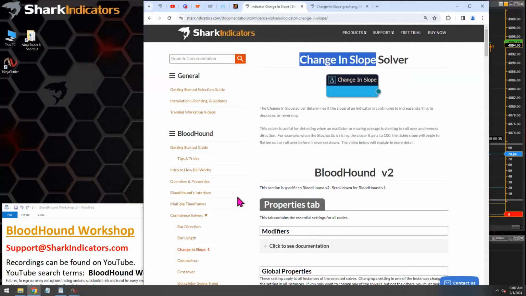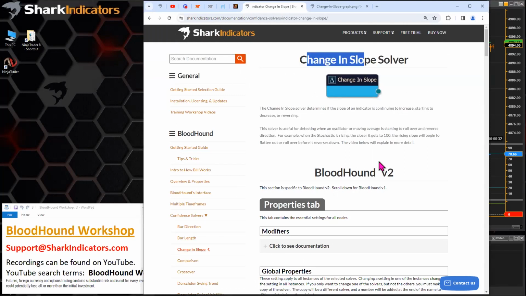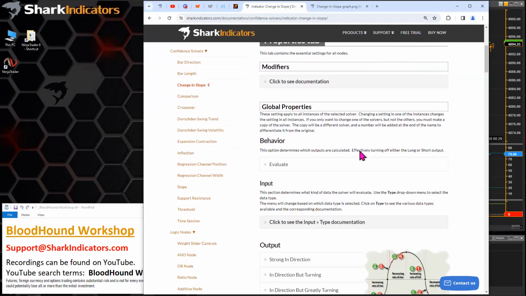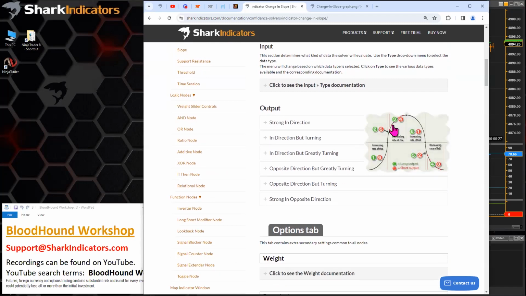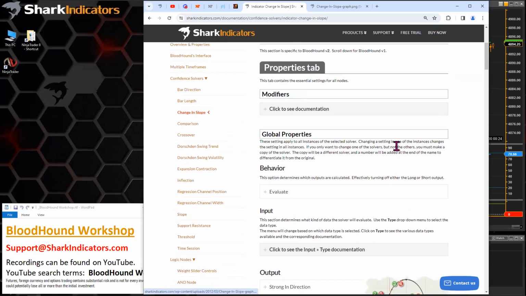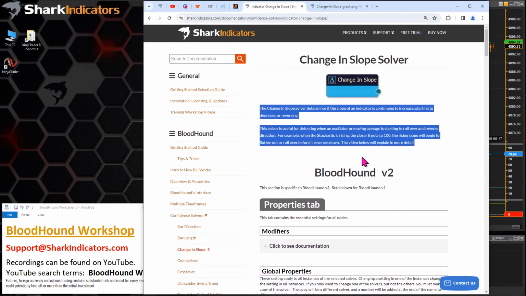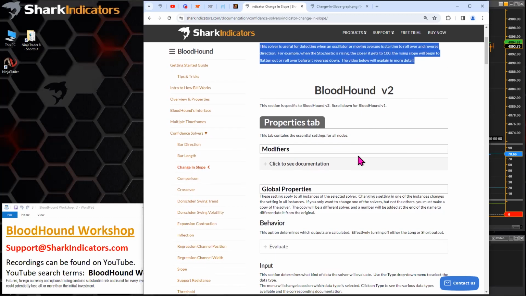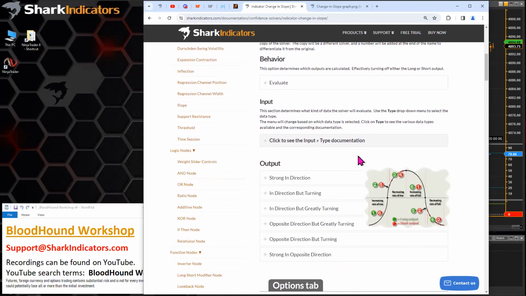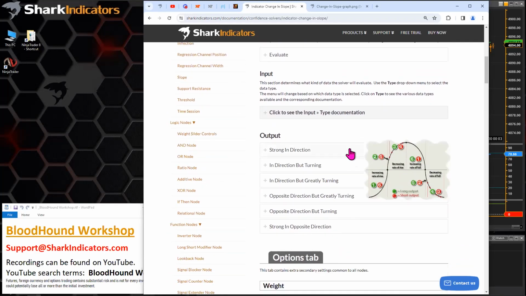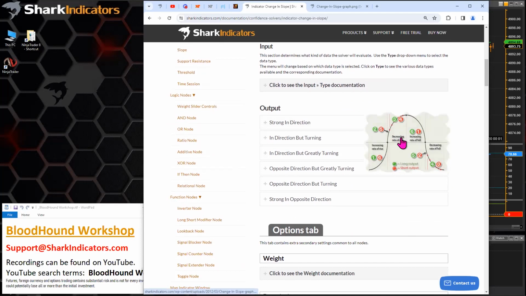Let's go over the fundamentals here of what this change in slope solver is. If you scroll down, you'll see there is an explanation there. It's not really that sophisticated once you grasp its simple nature. But what really helps visualize what it's doing is this image.